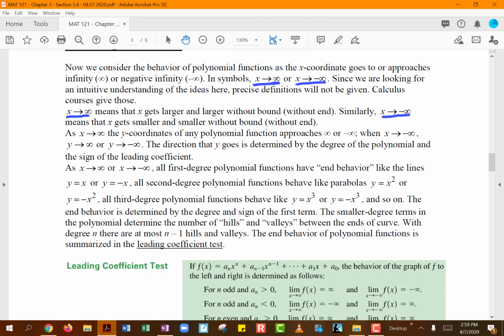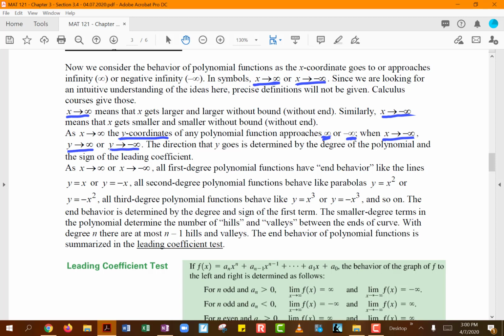So the idea is, as x is going towards infinity, where is your y value going? Is your y coordinate going towards positive or negative infinity? And the same thing when x is going towards negative infinity: is your y heading to positive infinity or negative infinity?